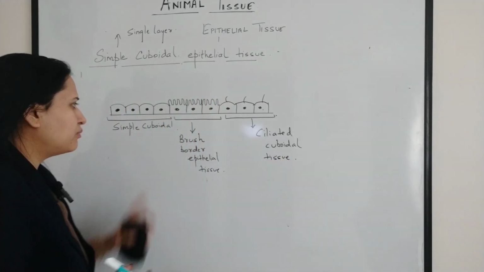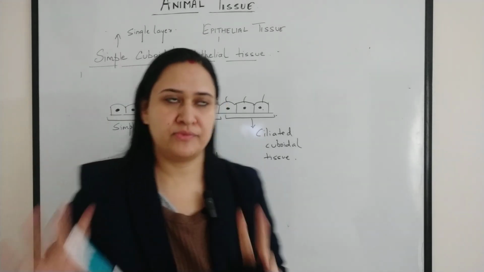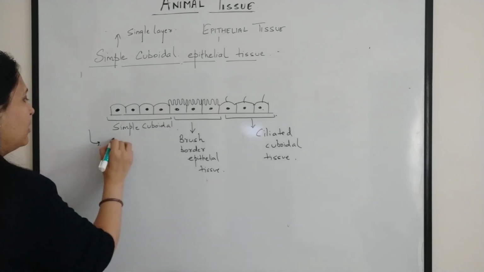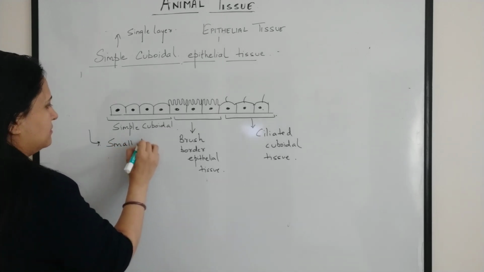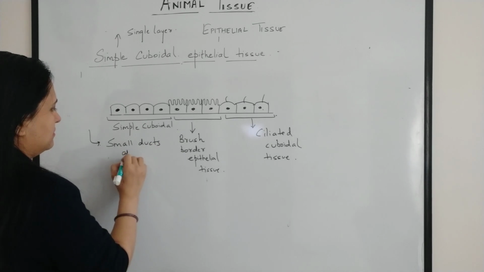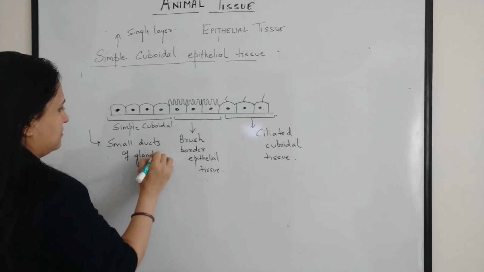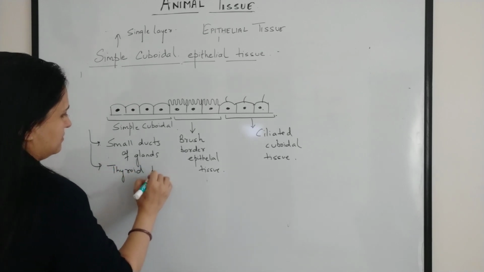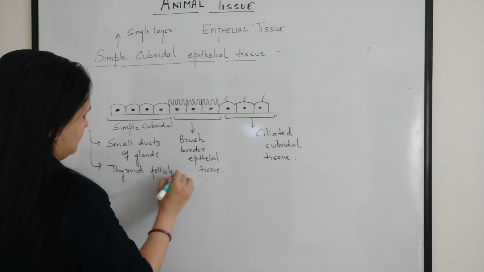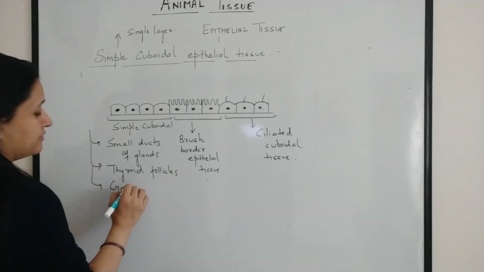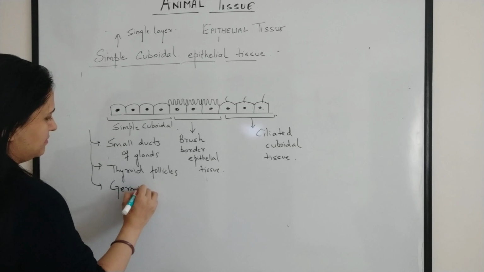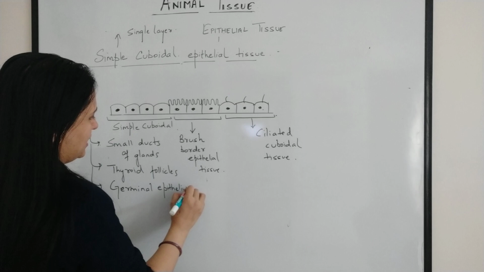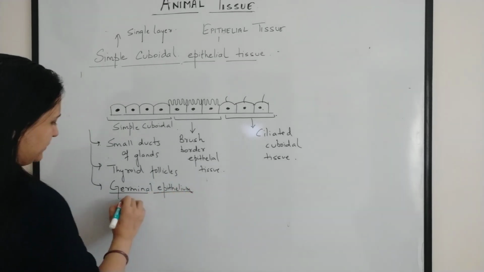Okay, now simple cuboidal epithelial tissue you will find in certain parts. For example, you will find it in the small ducts of glands, thyroid follicles, and germinal epithelium. This is a very important point. Germinal epithelium means testes and ovaries.